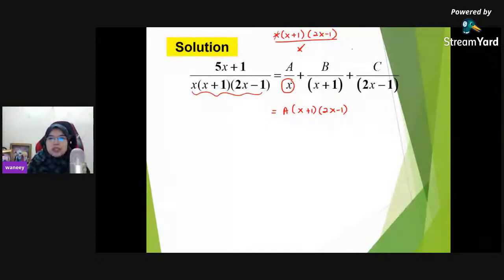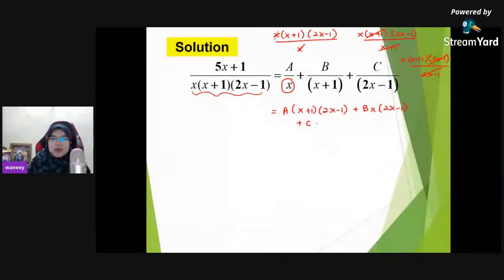And then for B, so we got x plus 1, 2x minus 1 over x plus 1. So bahagikan, kita akan nampak B will be multiplied with x, multiplied with 2x minus 1. And then plus with C. Okay, so for C, we got x plus 1 over 2x minus 1 divided by 2x minus 1. So cancel out. Kalau dah lama-lama tak perlu tulis macam ni pun okey.